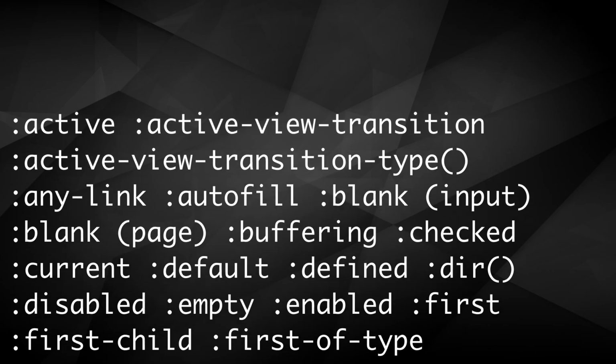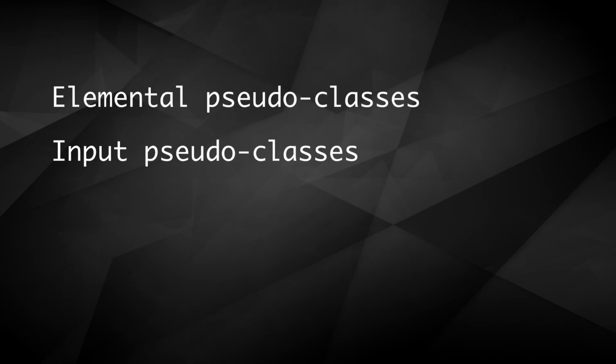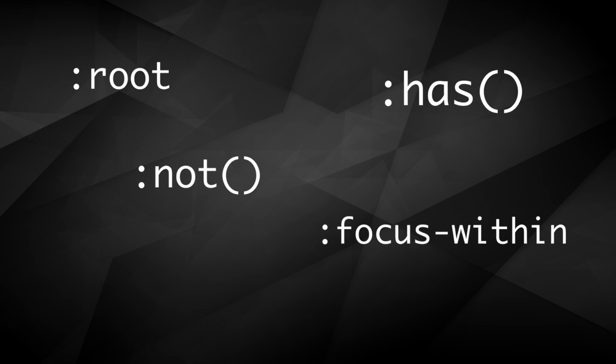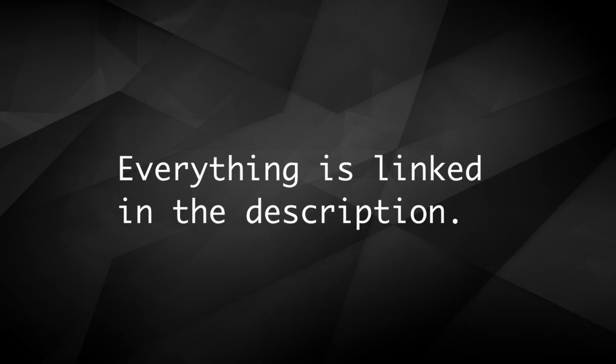And according to MDN, there are 76 pseudo-classes grouped into categories like elemental, form input, location, user action. There are lots. I only use a handful regularly, like root, not, has, focus within, and nth of type. Those are probably the second most common group of pseudo-classes that I use, but there are so many more that are genuinely useful and honestly really surprising. The list is extensive, and I'll leave it linked below so you can take a look for yourself.